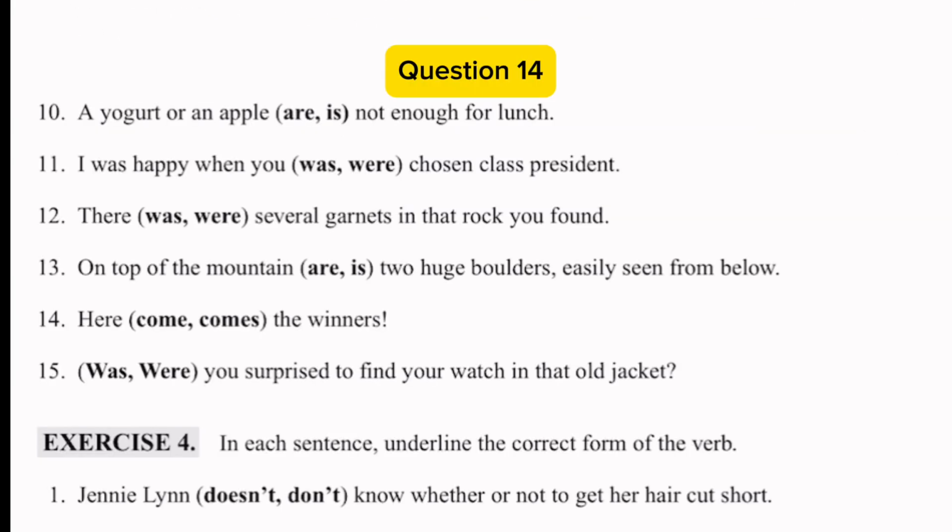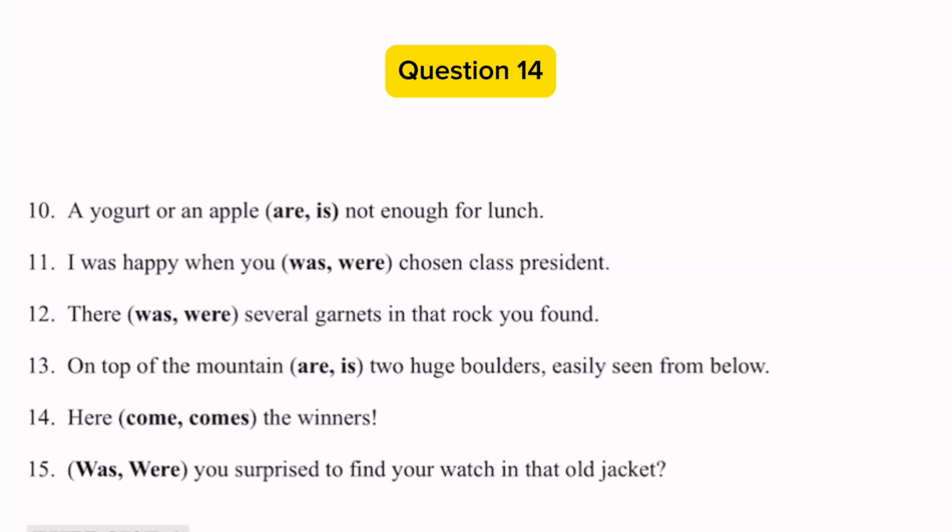Here dash the winners. Winners is our subject. So the answer is, here come the winners. But if it is winner, it will be here comes the winner. But here come the winners.